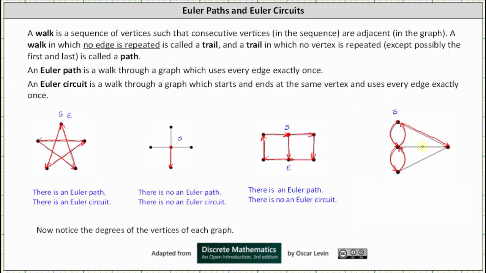And now we need to decide whether to go left or down. Either way, we're going to get stuck again. If we go left, the walk cannot continue unless we repeat an edge, which again is not allowed. The same thing would happen if we went down instead of left. So you may want to try this a few more times, but this graph does not have an Euler path. It also doesn't have an Euler circuit.